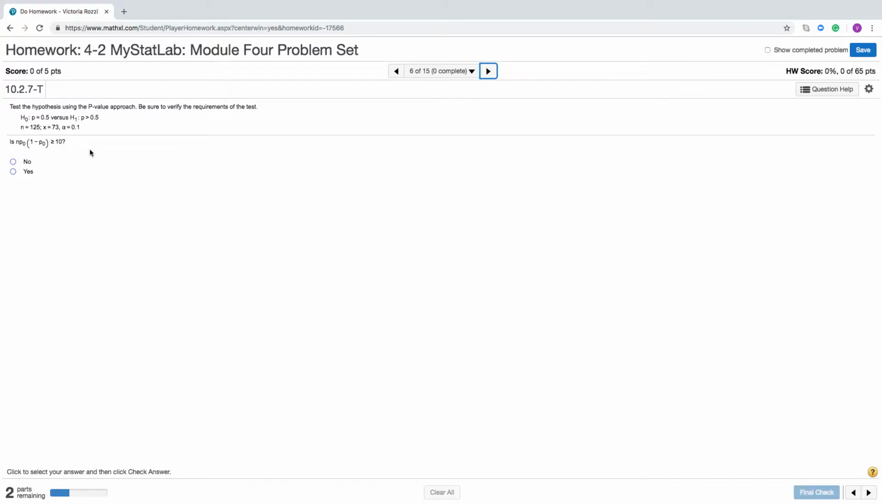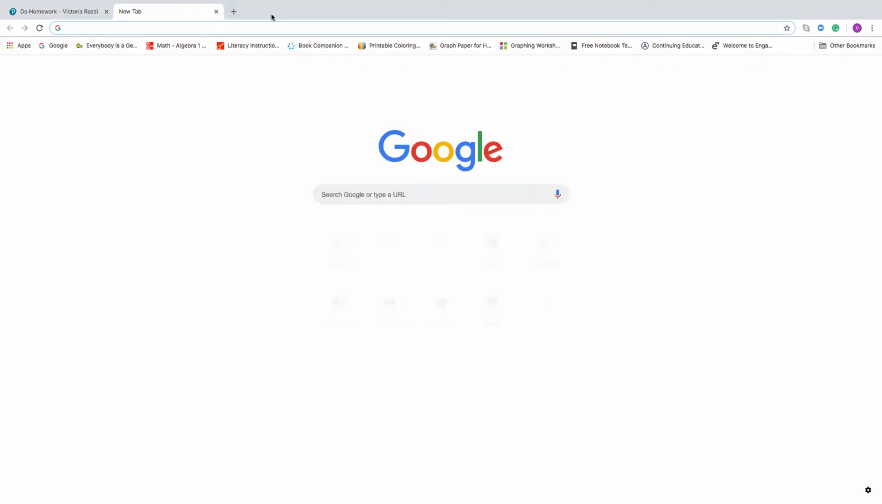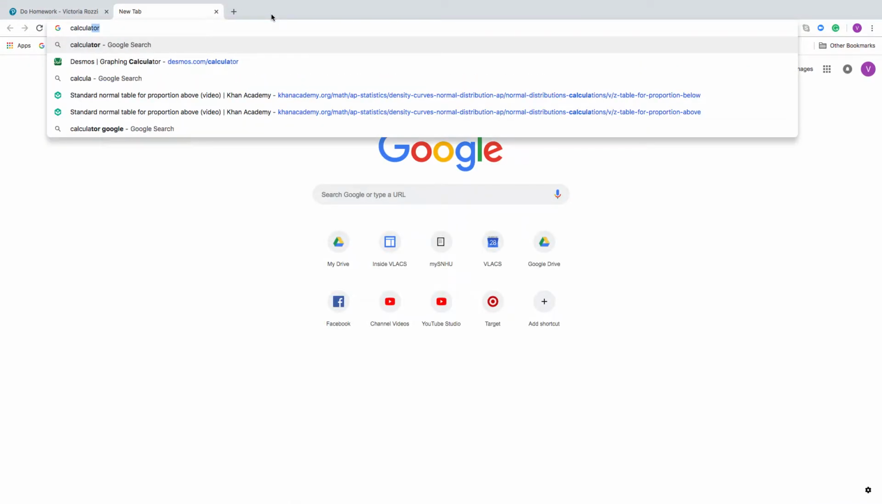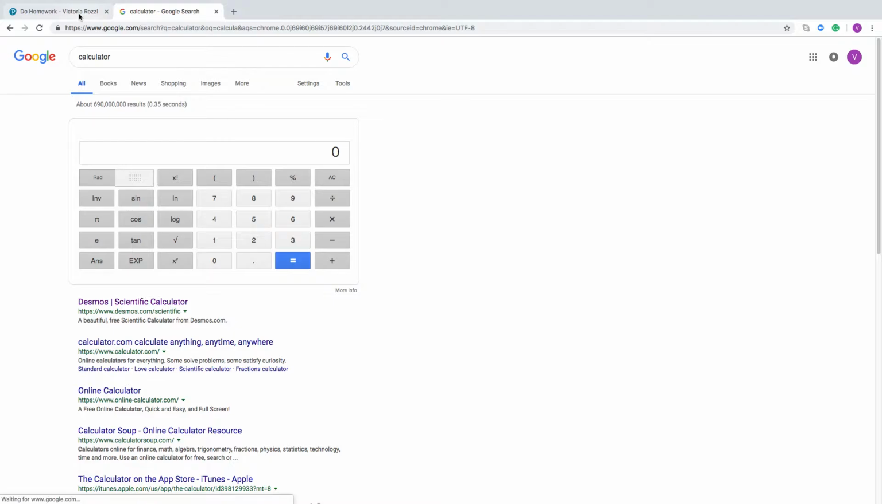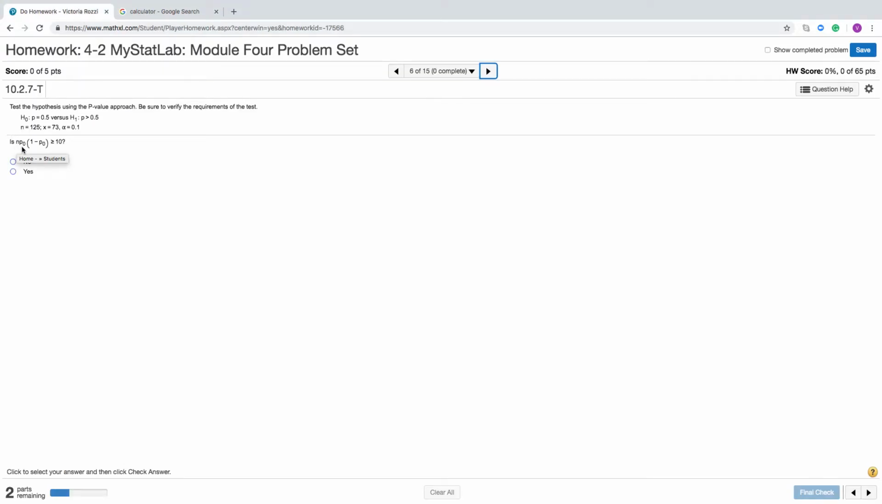This is kind of like when you had to check and verify if a distribution was normal in 5% of the population. To do that, I would just use your calculator in Google. It's an easy way to do that. The values you're using here, again, we're doing n times p naught. That's how we describe this here.